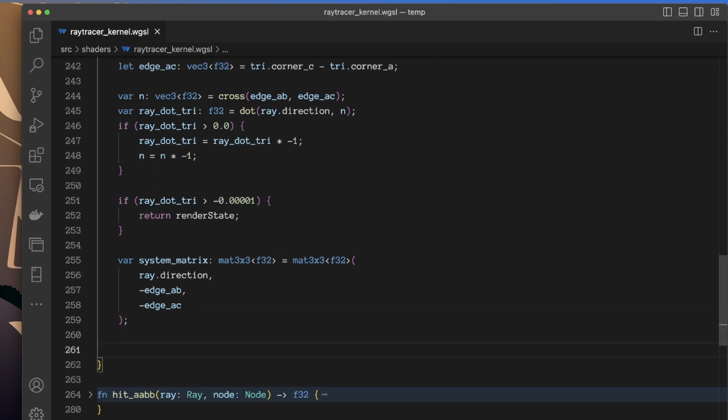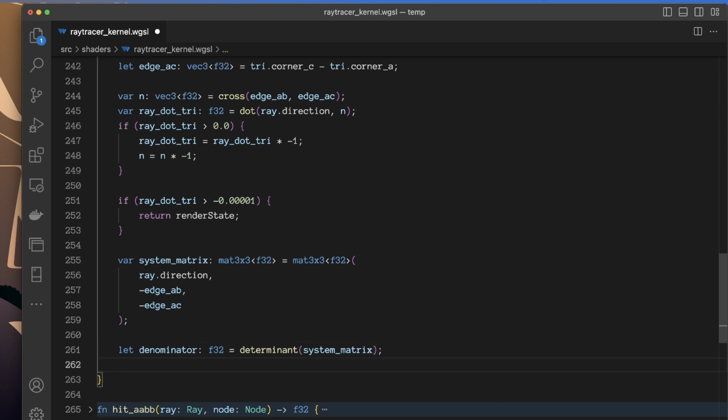So just go back to the theoretical portion of the video and verify that this is correct. I'm doing A minus B instead of A, but that's the negative of B minus A. Anyway, then we'll have the denominator for Cramer's rule, and that is simply the determinant of that system matrix. Okay, excellent.